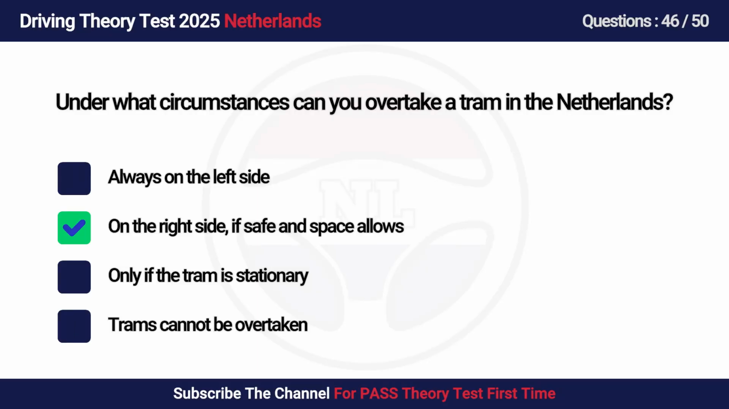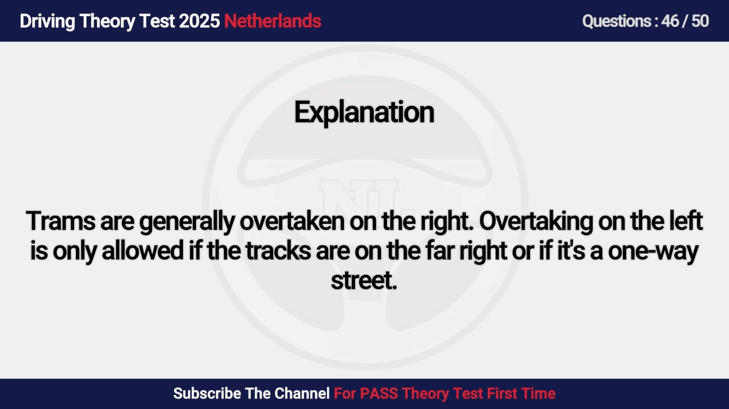Answer is B. On the right side if safe and space allows. Trams are generally overtaken on the right. Overtaking on the left is only allowed if the tracks are on the far right or if it's a one-way street.